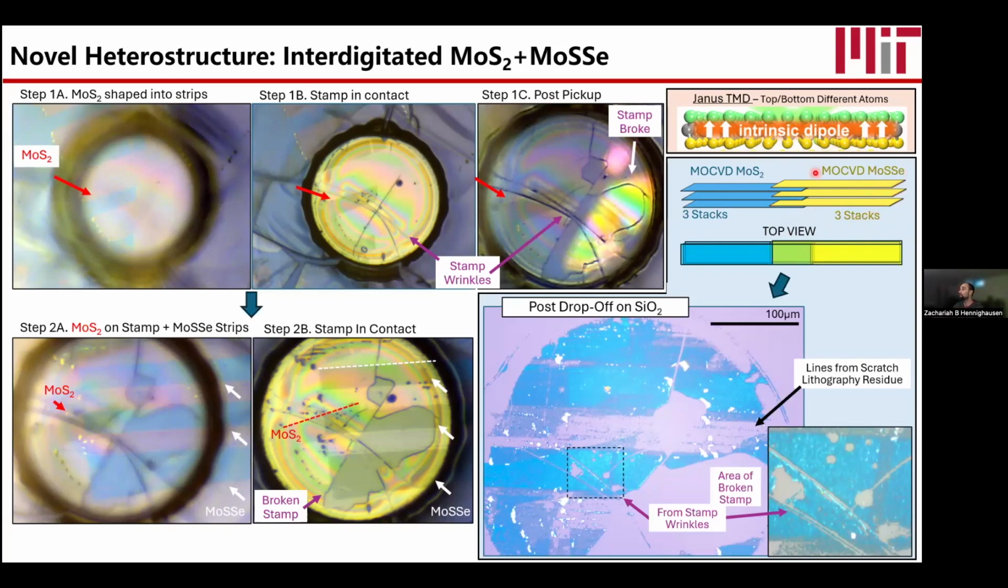One thing I'll note, the Janus materials, they have this intrinsic dipole, and there's a symmetry breaking. So the top layer has been changed, and this symmetry breaking has suggested some really nice properties, some incredible properties. So we're hoping to also do this with single crystals and try them at different twist angles, try optics and devices and gating.